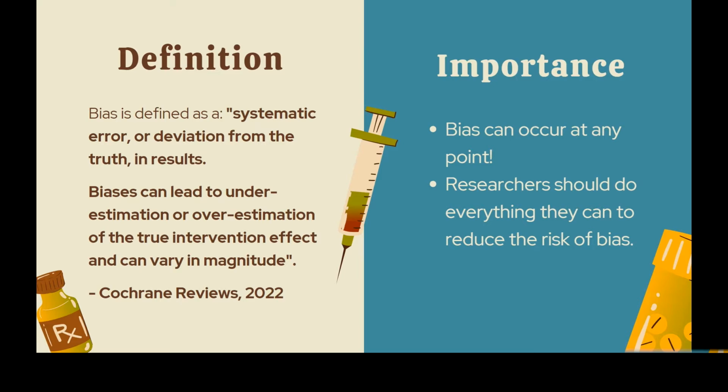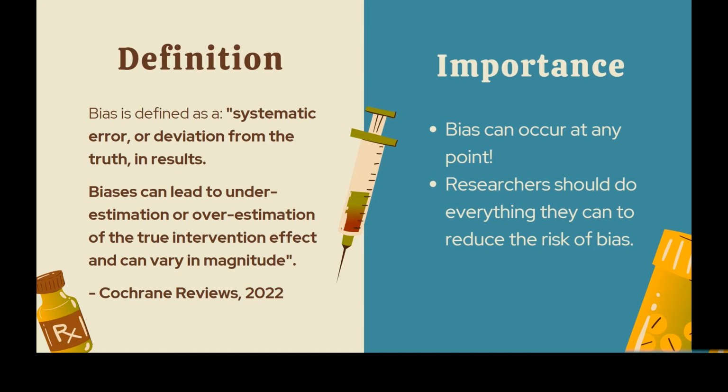Here we have a definition from Cochrane Reviews, which describes bias as a systematic error or deviation from the truth in the results. This can lead to under or overestimation of the true intervention. The effect bias can have on a paper can be minor to much more major, and it can occur at any time during the study.